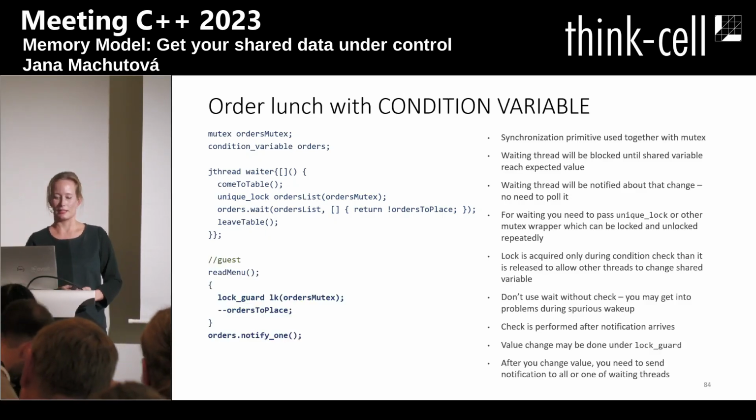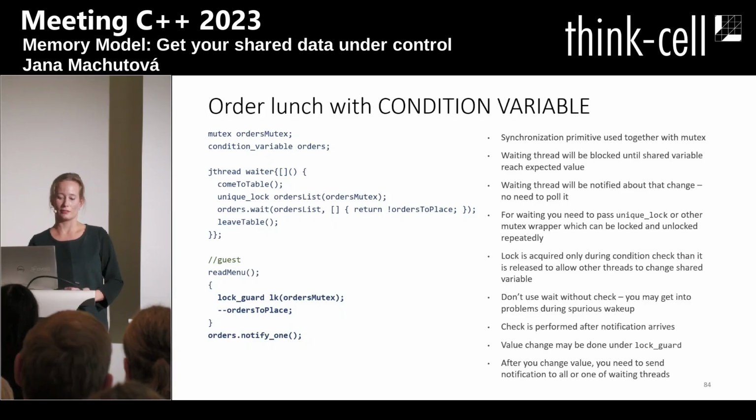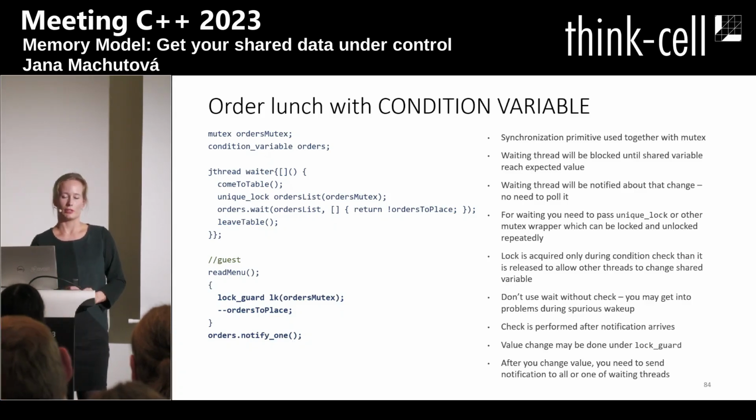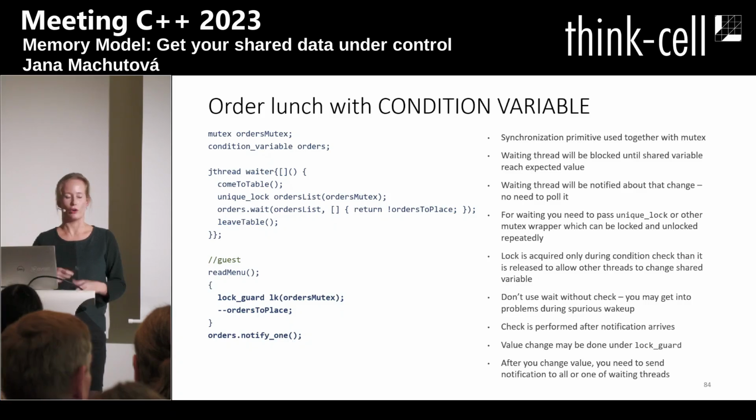On the other side, there are guests placing the orders, and they can use a lock guard because they are just changing the value and going away. When they change the value, they have to notify the waiter, because he's not iterating over and over. He's waiting for the signal. When you notify one, you notify just one waiting thread. There may be many threads waiting, but we know we have only one waiter, so we can notify one. Otherwise, you notify all if you want to wake all the waiting threads.